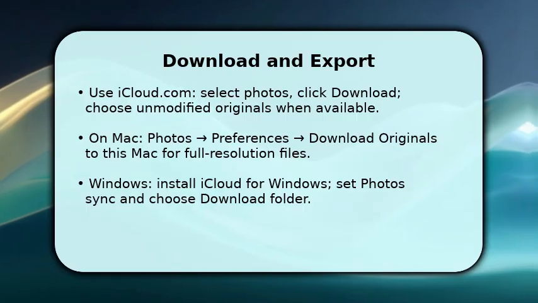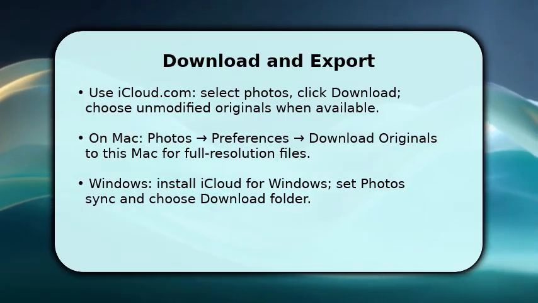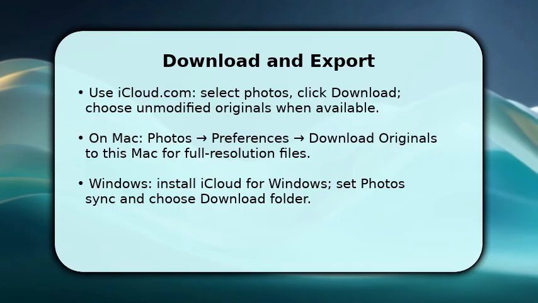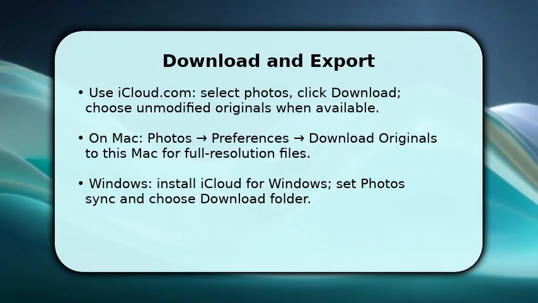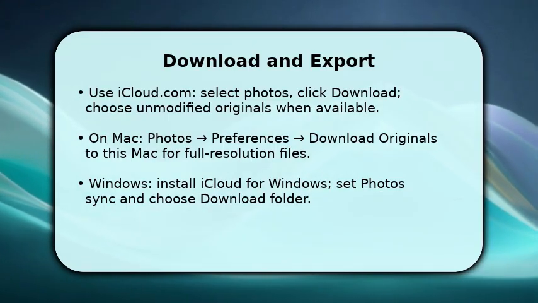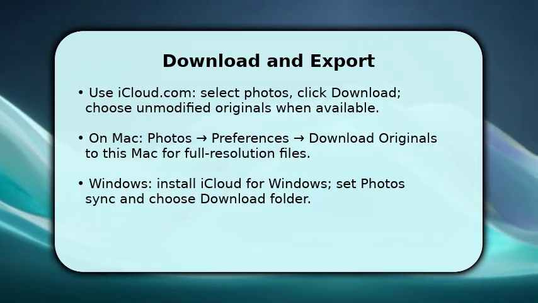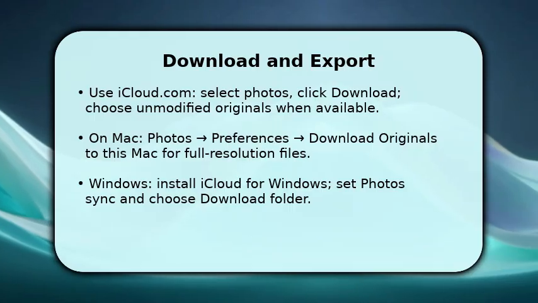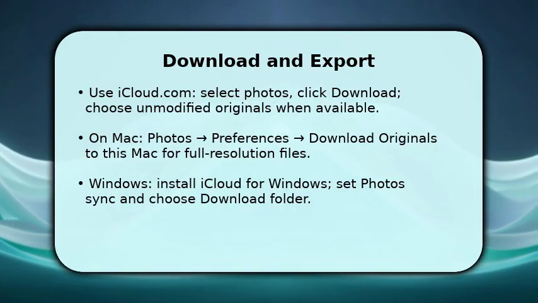On iCloud, select multiple photos and click Download. Pick originals to retain full quality. That's important for prints or edits. On Mac, choose Download Originals to this Mac so you don't get optimized placeholders. For Windows, use iCloud for Windows and point the download folder where you want files stored. Make sure HEIC conversion or manual conversion is handled if you need JPGs.